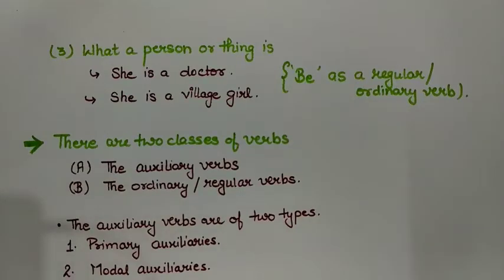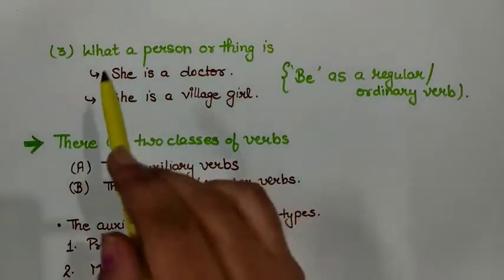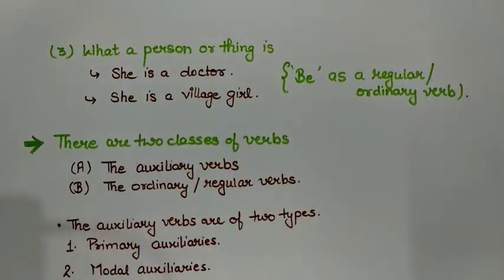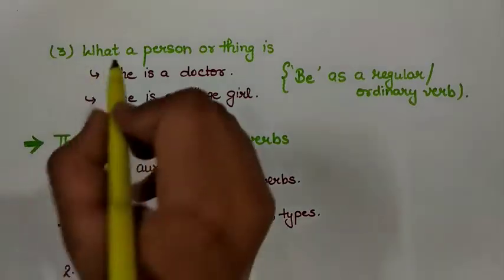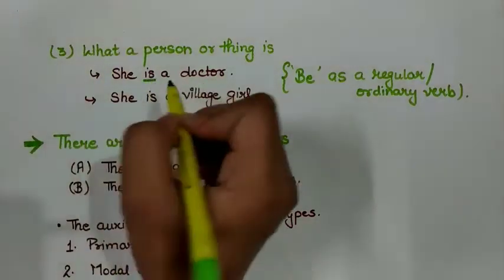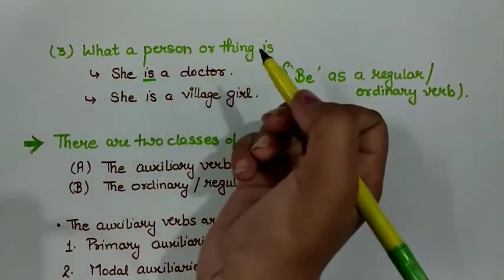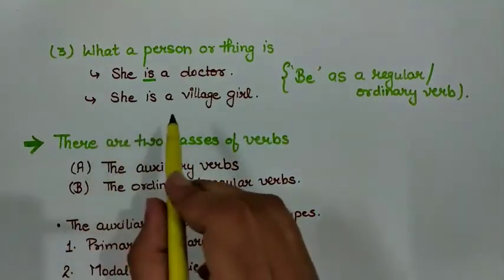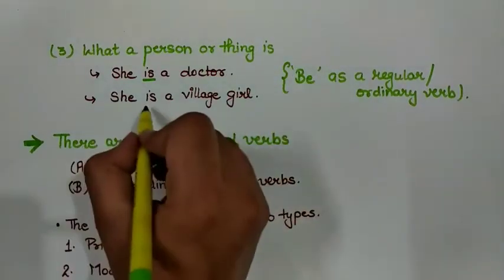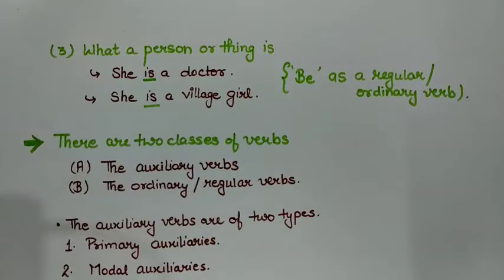A verb also tells us what a person or a thing is. Can you identify the verb in these sentences? The first one is, she is a doctor. Can you identify the verb here? The verb is "is". Similarly, in the next sentence also, she is a village girl, "is" is a verb.